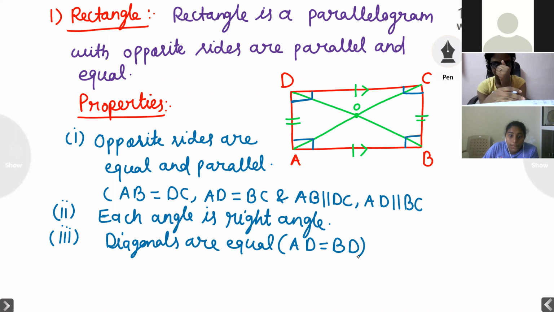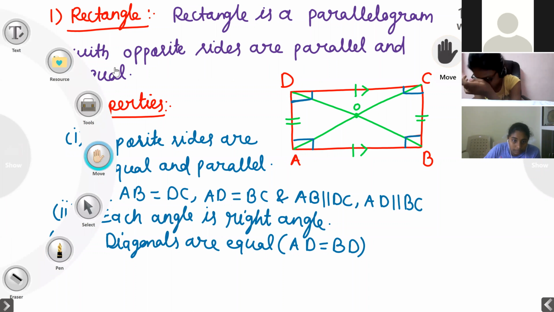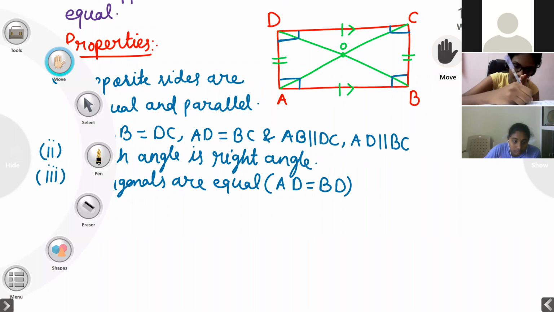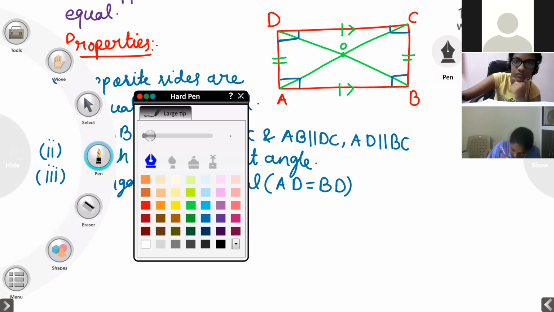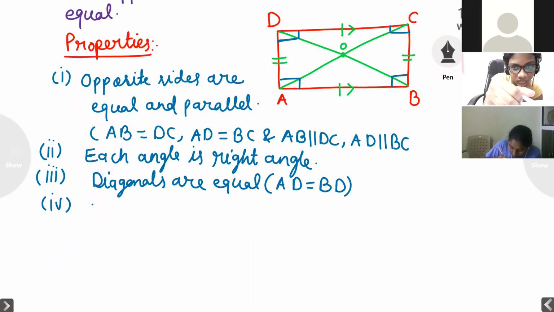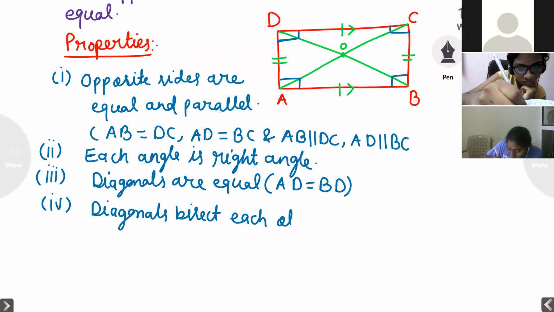Diagonals bisect each other. Note down, fourth property, diagonals bisect each other. One word I am using here, students, is bisect.